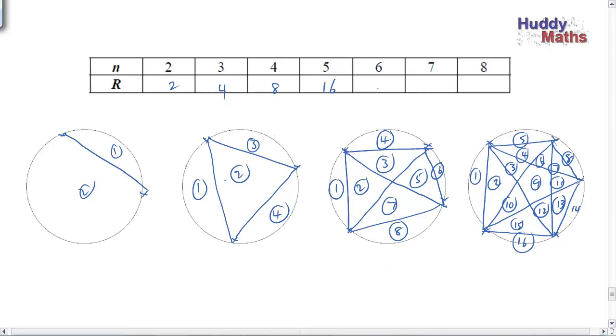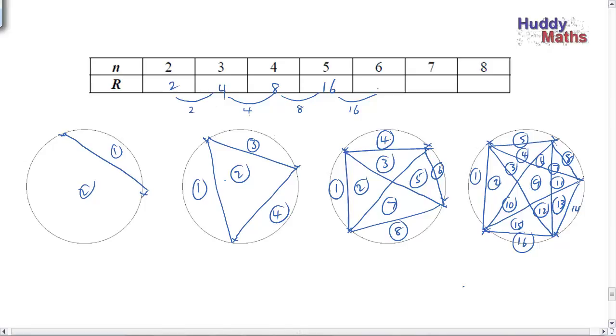Well, what have we got? Well, let's do it this way. This went up by 2. This went up by 4. This went up by 8. I think we've got it. So this should go up by 2, 4, 8, 16, shouldn't it? Is that right? Is that the one?